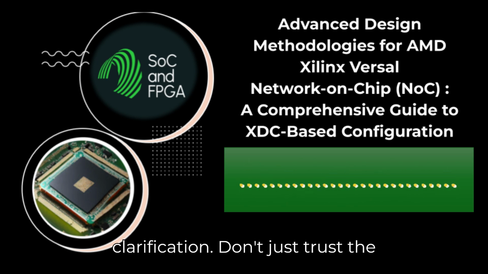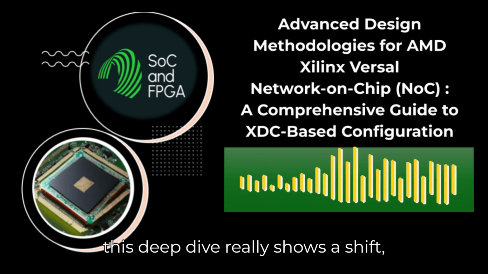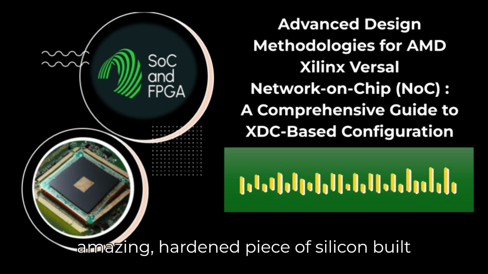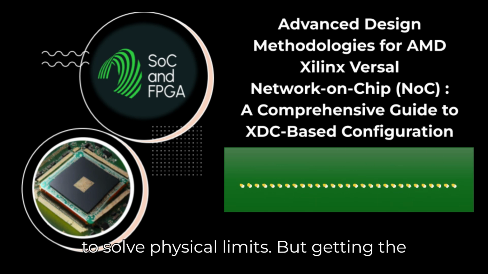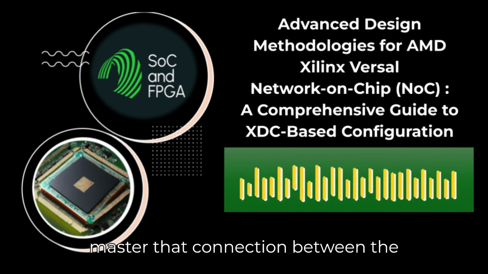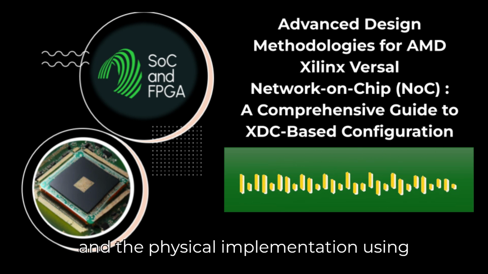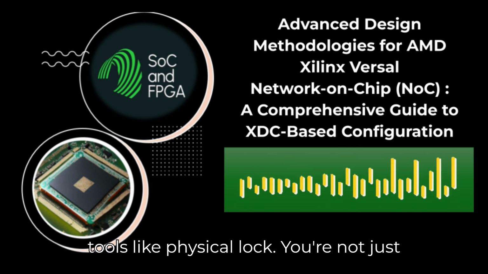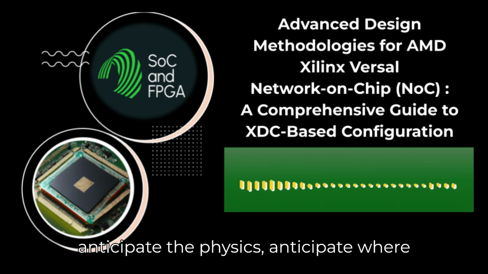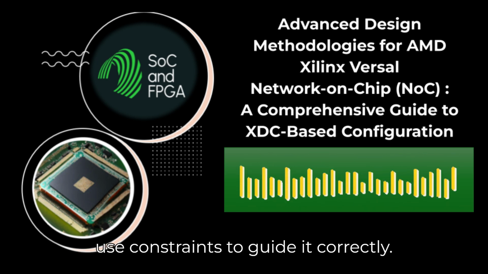Okay, that's a vital clarification. Don't just trust the report, verify with real traffic. So this deep dive really shows a shift, doesn't it? The Versal NoC is this amazing hardened piece of silicon built to solve physical limits. But getting the most out of it means the designer can't just rely on automation. You have to master that connection between the logical requirements, QoS, bandwidth, and the physical implementation using tools like physical lock. You're not just coding, you're architecting pathways on the chip. You really are. You have to anticipate the physics, anticipate where the default routing might hurt you, and use constraints to guide it correctly.